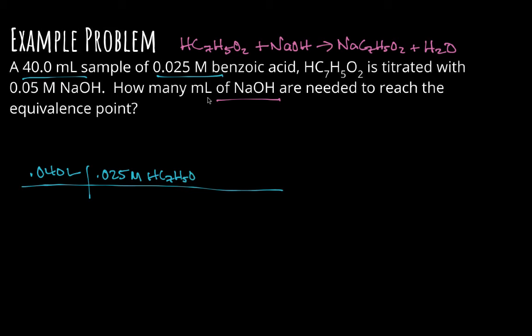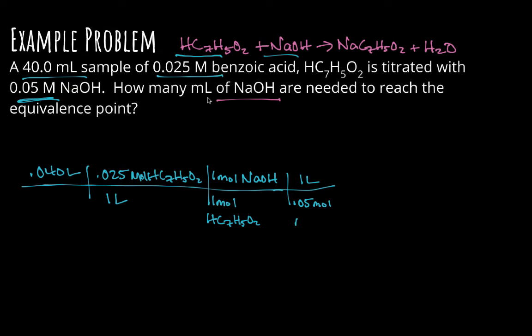I'm going to use my ratio from the balanced equation. So 1 mole of NaOH for every 1 mole of benzoic acid. Then I'm going to use the molarity of the NaOH to convert it to liters, and then convert to milliliters. So this would give me 20 milliliters of NaOH needed.